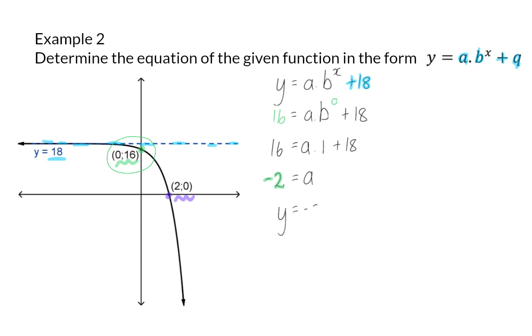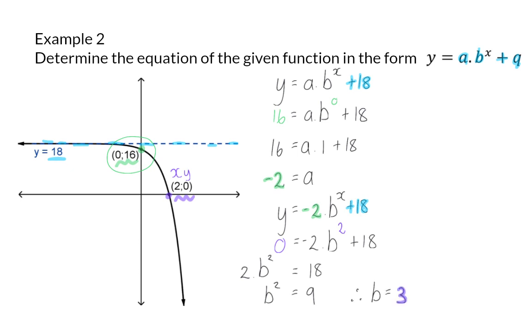In this equation, we now only need to determine the b value, and we still have one coordinate left that we can substitute. In y's place, I will substitute 0, and in the place of x, I can substitute 2. We can solve b by moving the term 2 times b squared to the left-hand side, and then dividing both sides by 2. If I now take the square root on both sides, I will end with b equal to 3. So the final equation is y is equal to minus 2 times 3 to the power of x plus 18.